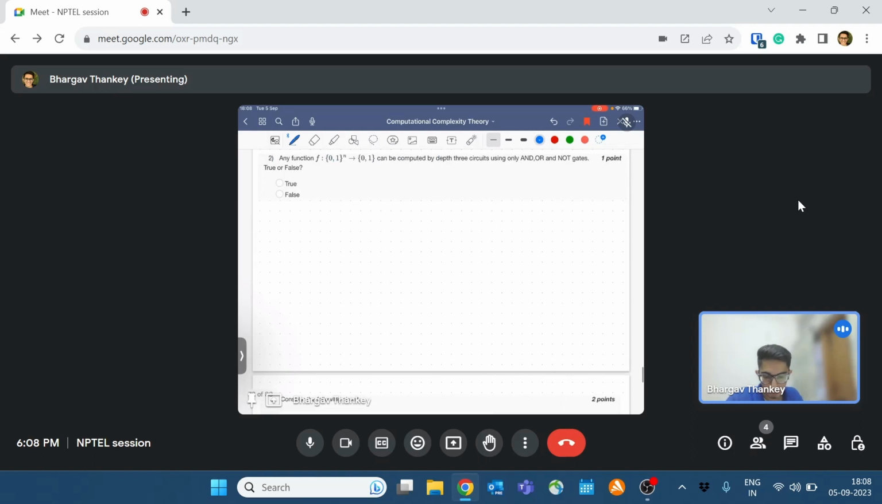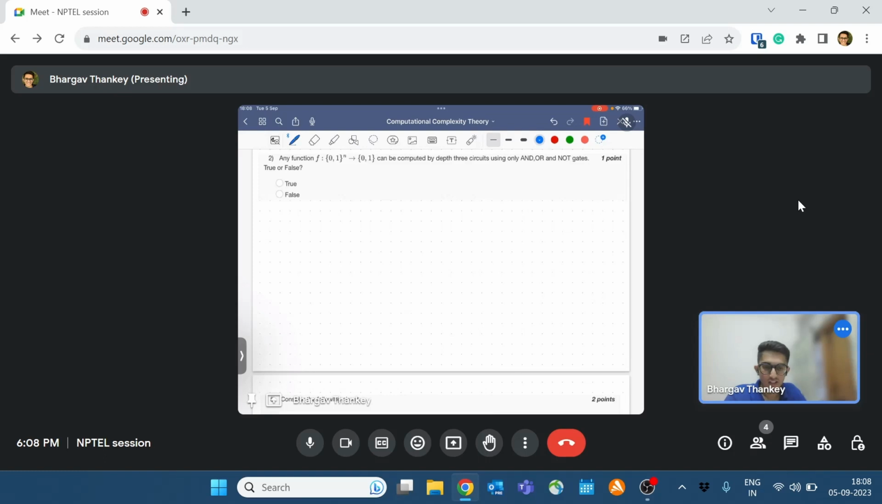So the next problem is: any function f from {0,1}^n to {0,1} can be computed by depth 3 circuits using only AND, OR, and NOT gates. So is this statement true or false? I don't think depth was mentioned in any of the lectures. Okay.